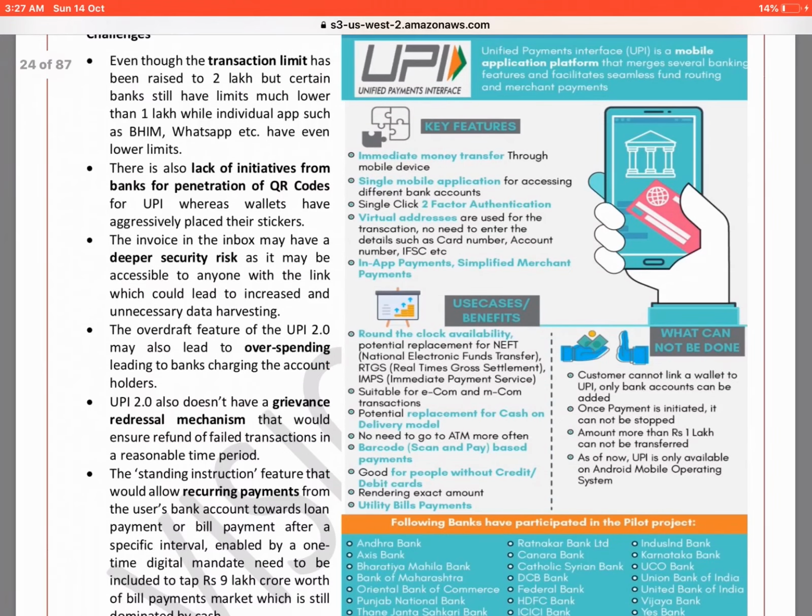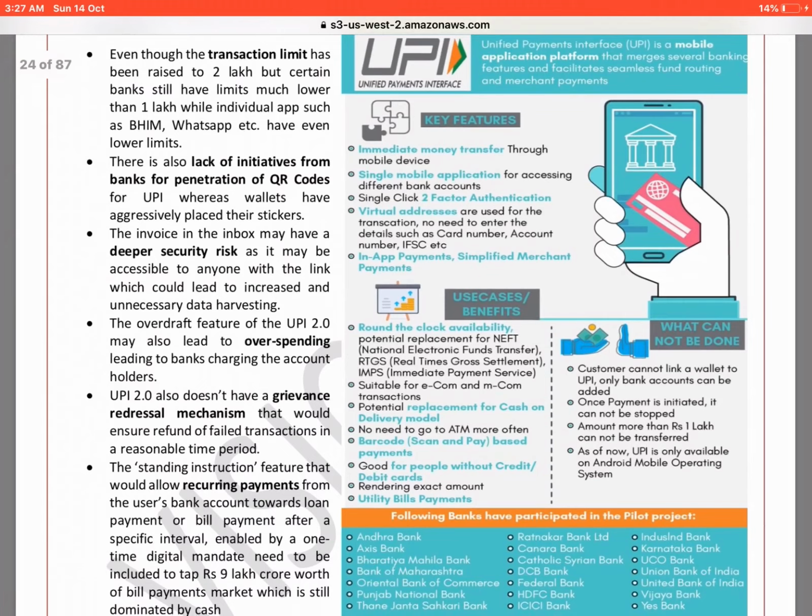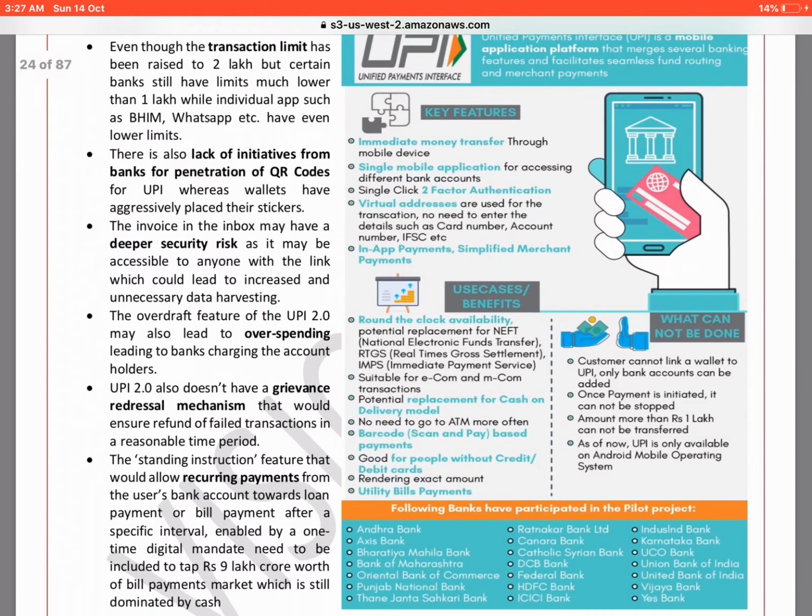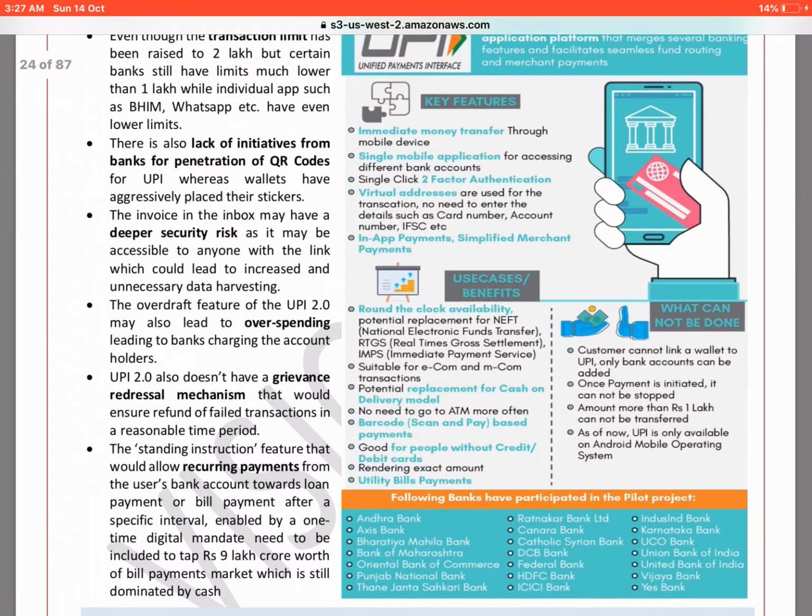So UPI is a mobile application platform that merges several banking features and facilitates seamless fund routing and merchant payments. So what are the key features? Immediate money transfer, just like Paytm, a single mobile application, two-factor authentication. There will be virtual addresses, so they don't need your account number or card number or your IFSC number. They create a virtual address of yours, which is already linked in their databases to your card number, account number, IFSC. So you don't need to use your card number, account number, IFSC. So there will be no theft from your bank accounts.